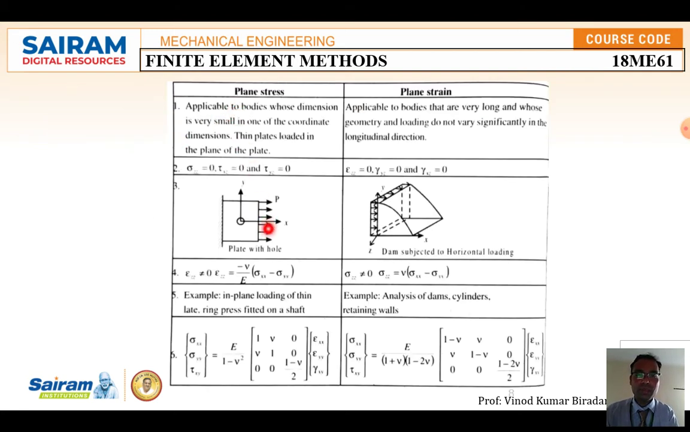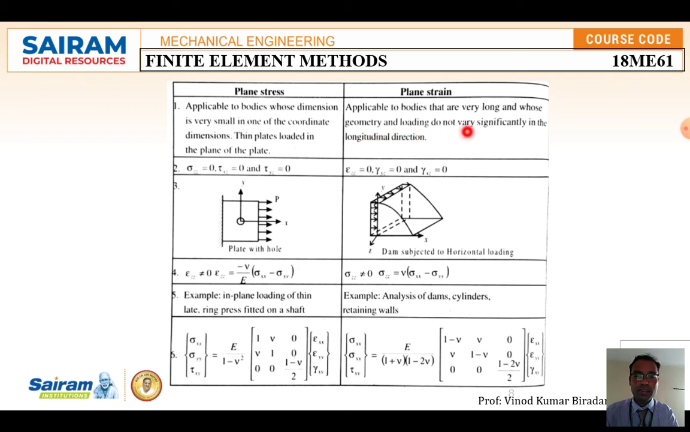What is the difference between plane stress and plane strain? This is the most important slide. If you understand this, you can write anything. So coming to the first, the plane stress. This is applicable to bodies whose dimension is very small in one of the coordinate directions, that is a thin plate loaded in its plane. While plane strain is applicable to bodies that are very long, whose geometry and loading are not varying significantly along the length.